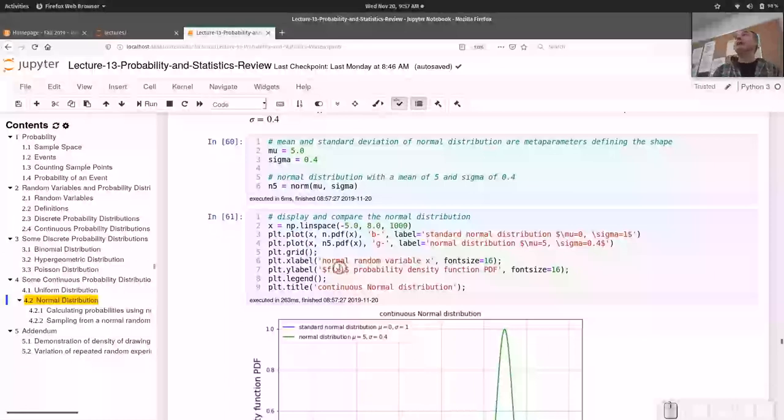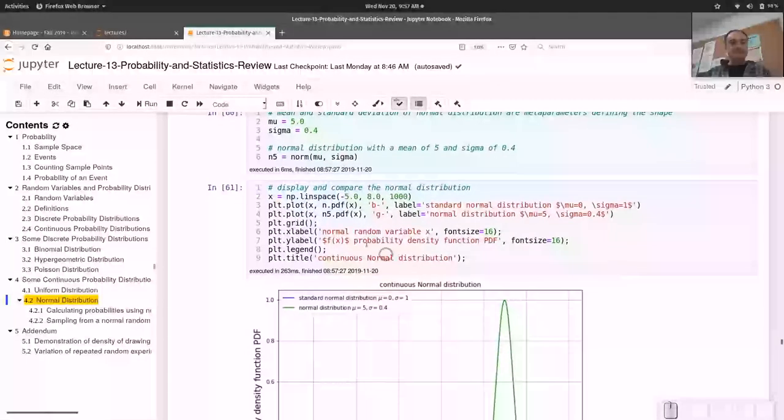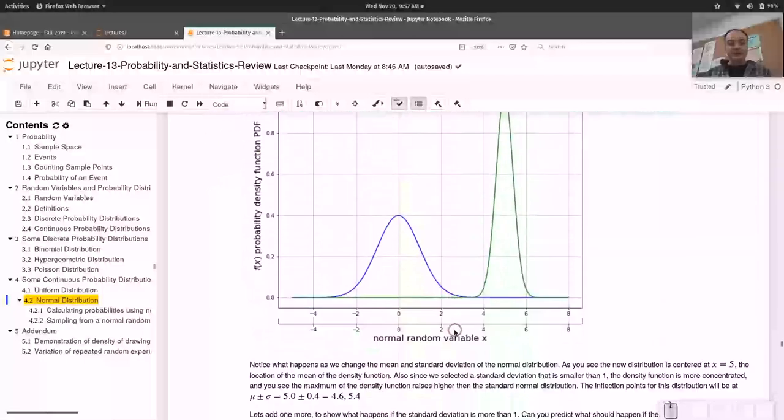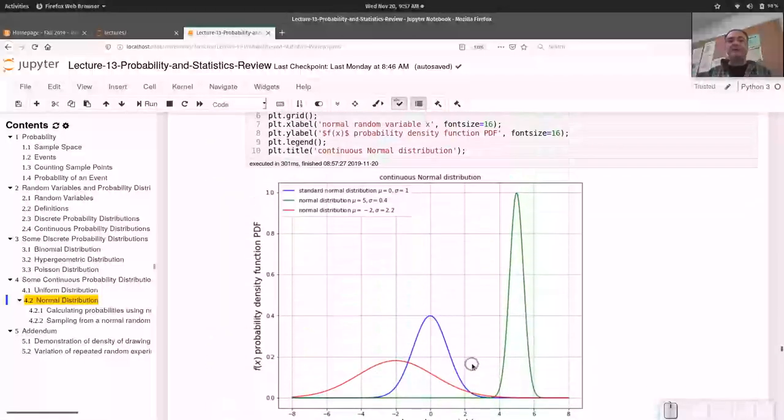To understand how normal distributions work, you should understand the effect that different values of the mean and the standard deviation have on it. So we can create some other normal distributions, some non-standard ones. Like here we create two others and plot them on the same plot. So the blue one was our standard normal distribution. The green one had a mean of 5 and a sigma, a standard deviation, of 0.4. So again, that means that its mode, the densest part of its density, is at 5. So you see that's where it peaks.